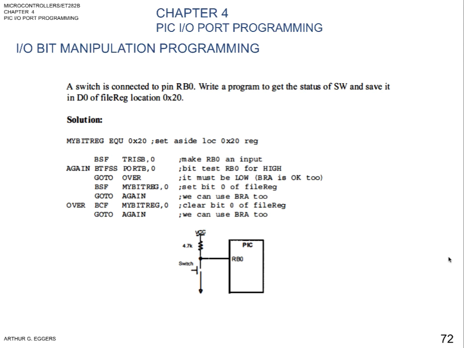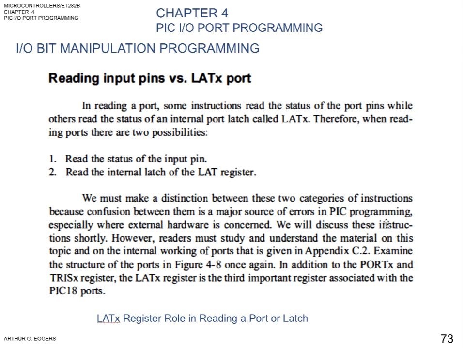Again, a switch connected to a pin RB0. Write a program to get the status of the switch and save it in D0 of the file register location. So in this case, we're just saving the value rather than making it do something like turn on a light.